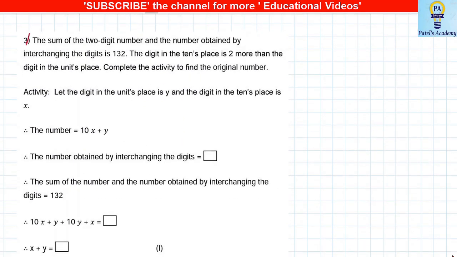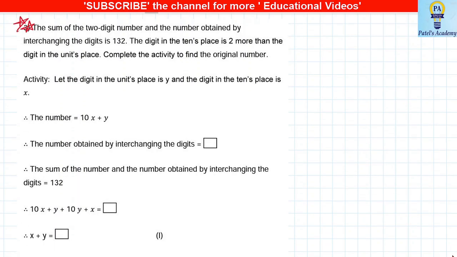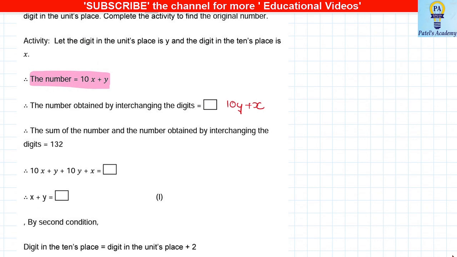Students, the next sum is very important. An activity sum, very important. Here they have given the sum of the two digits. Yes, it is a sum based on a 2-digit number. So we have taken the number as 10x plus y. The next is the number obtained by interchanging the digits. If I interchange the digits, 10x plus y will become 10y plus x. Now the sum of the original number and the interchanged number is given as 132.